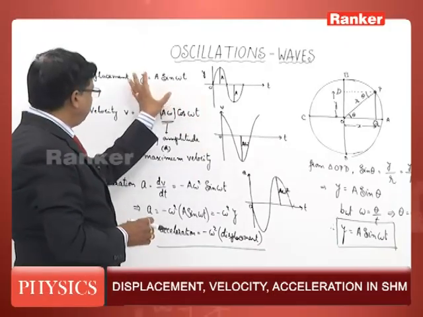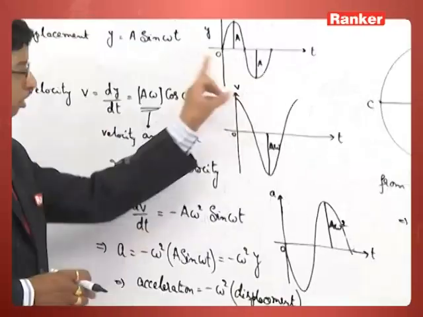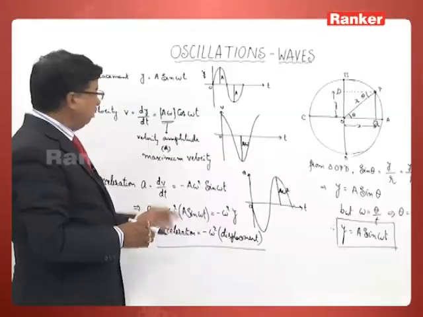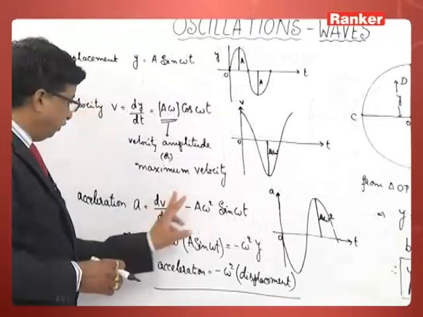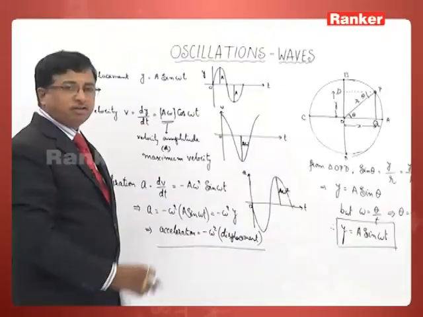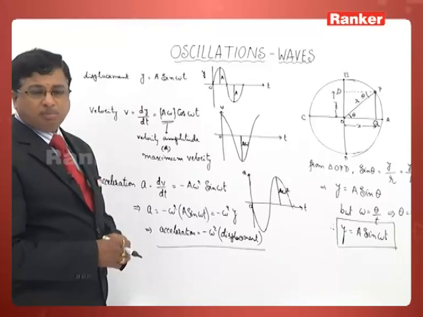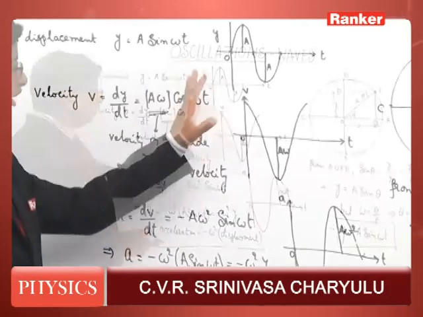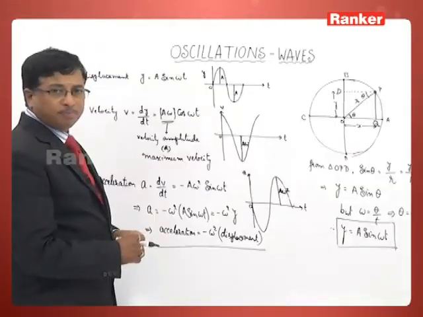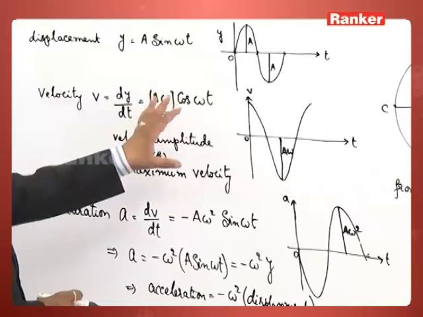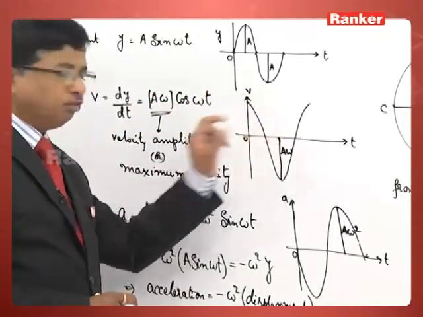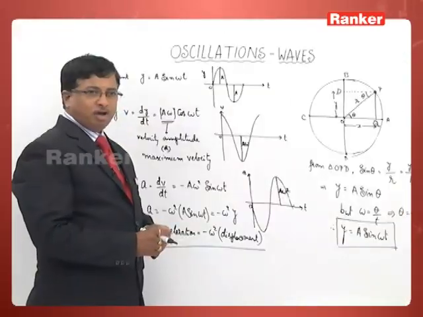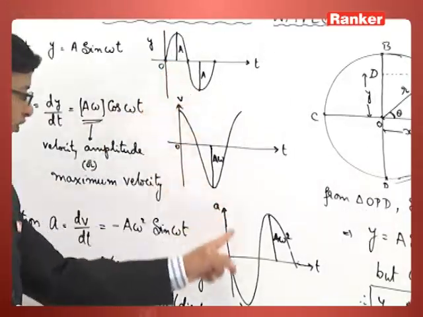So remember the wave equations along with the graphical representations: this is the displacement equation, this is the velocity equation, this is the acceleration equation, and these three are the corresponding graphical representations for each of the equations. What can you infer from this data? We can understand now what is the relation between these two graphs. What is the relation between these two? And what is the relation between the first one and the third one?